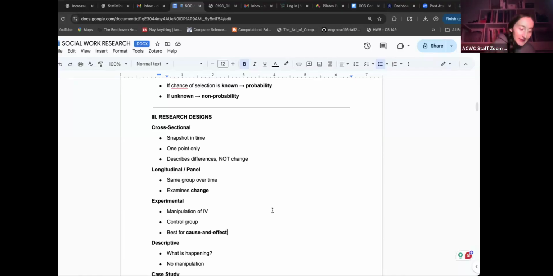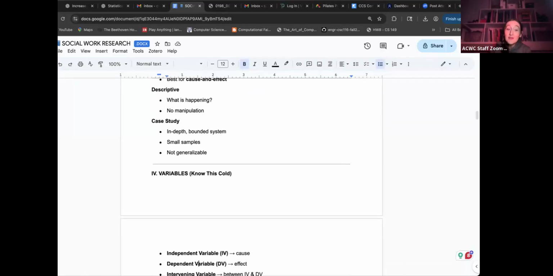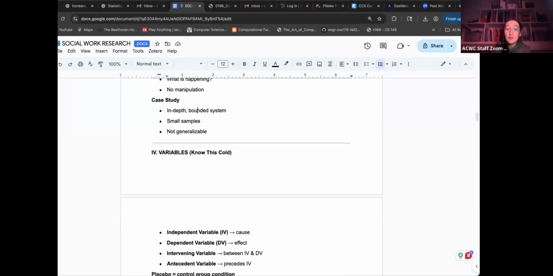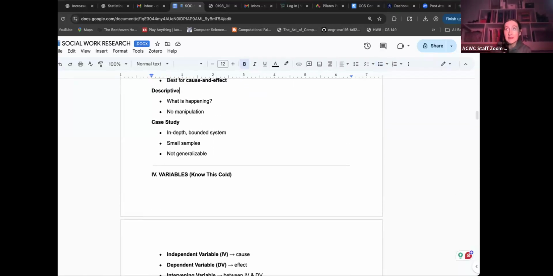And when you're on the exam or whatever you're studying for, that's what it means by an experiment: you have an IV and you manipulate it. Descriptive, I think that one's easier too, because it literally is like the word. I mean, think about it. This is called descriptive research, and that's all it does.